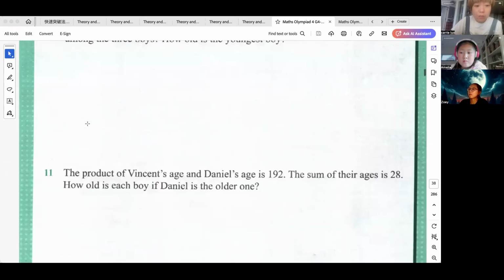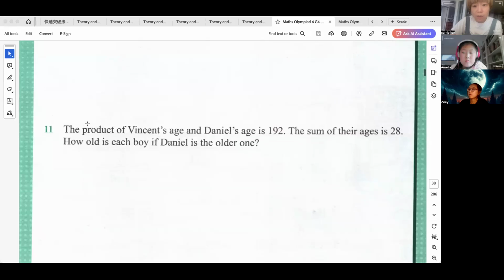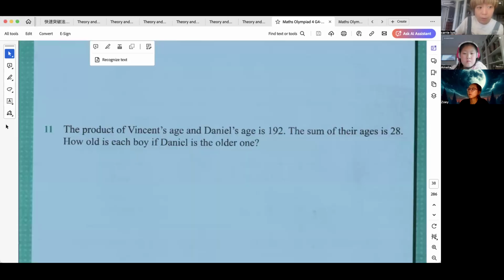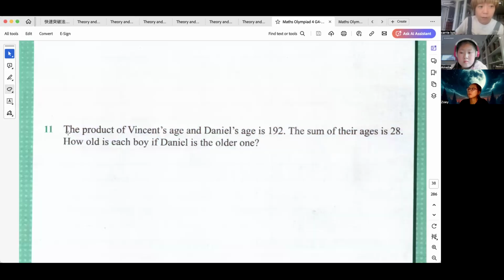Okay, last question. The product of Vincent's age and Daniel's age is 192. So this time we have product. Okay, it's totally different. It's product. So Vincent times Daniel equals 192. The sum of their ages is 28. So V plus D equals 28, correct? Okay, so how do we do this?